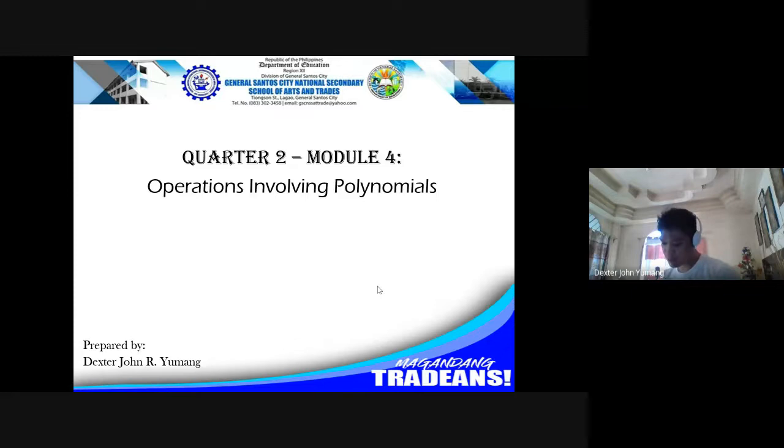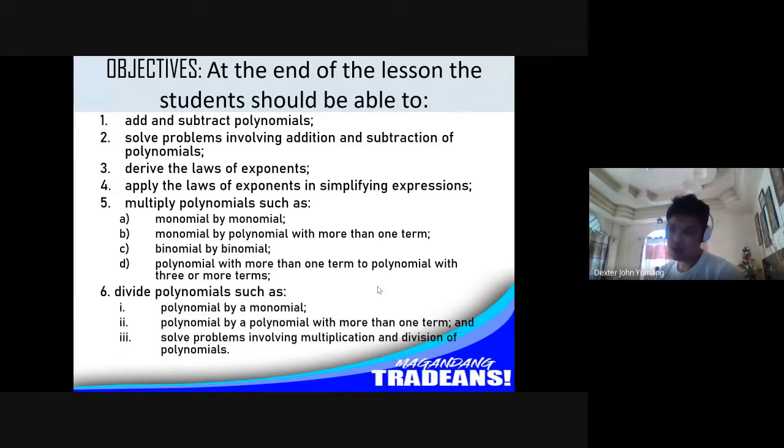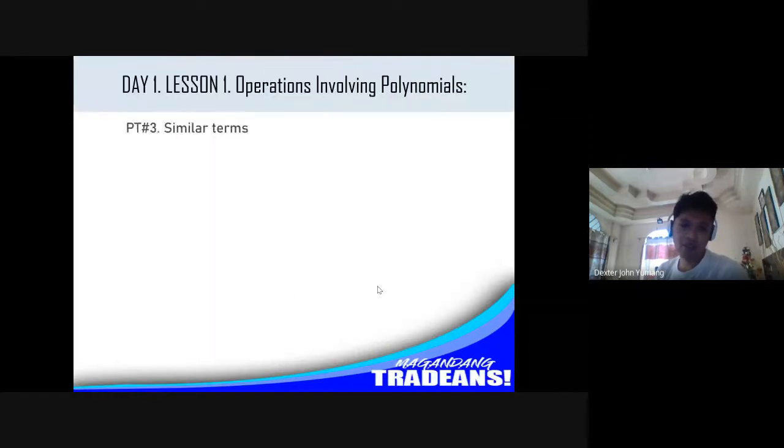Okay, to begin with our discussion, I will be introducing first the objectives that we have today. There are 6 objectives or target lessons that we will be discussing. One of those is we have to do the operations in polynomials. So we are going to add and subtract polynomials. We are going to multiply polynomials and divide polynomials. And today we will be discussing the first one, which is about operations involving polynomials, wherein we will be talking about first on the similar terms.